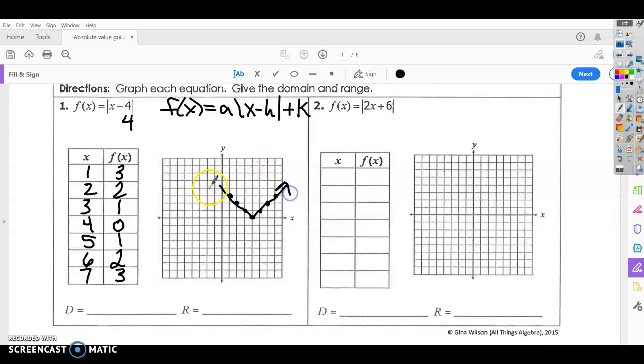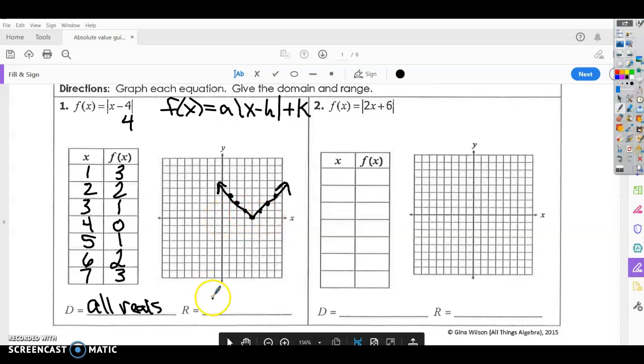If you're graphing these correctly, all absolute values should be a V-shaped graph. It goes left and right, or my domain is all real numbers again. And if I look at my range, it's all my y's above 0. So it's going to be y greater than or equal to 0.